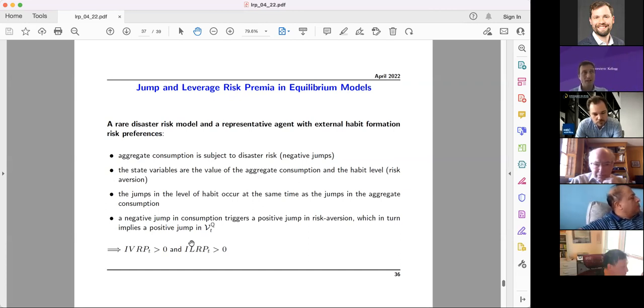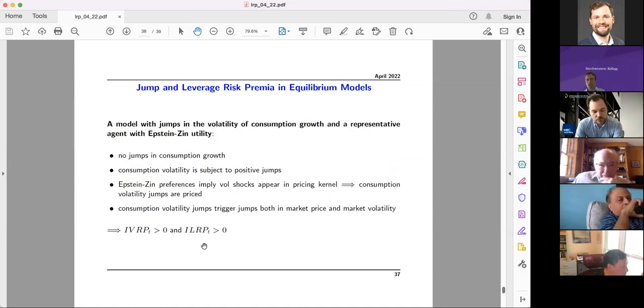You can look at a habit formation where habit formation is based on past consumption. So if you have these consumption jumps, now the habit formation will get shocks or jumps to risk aversion, and that will map both into jumps in the price, but also in the volatility level. At least qualitatively, this type of model can generate that channel through risk aversion, so both price and variance will exhibit jumps, and they will go in opposite directions. So they will exhibit this leverage effect that we are after.